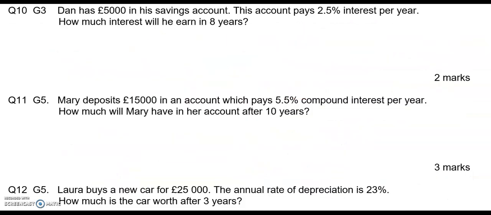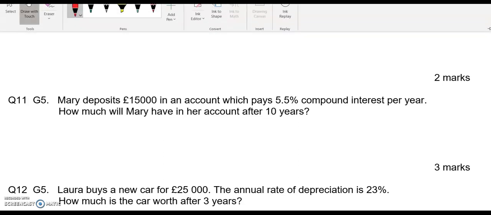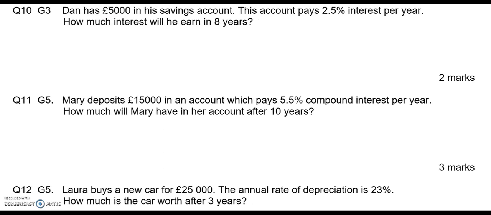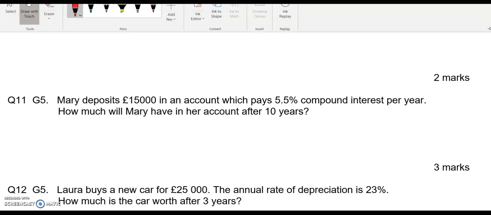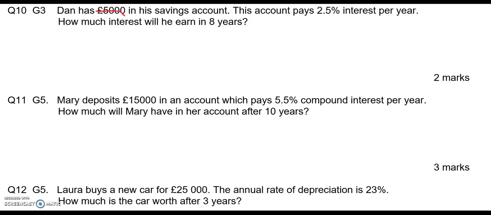We now have Dan has £5,000 in his savings account. This account pays 2.5% interest per year. How much interest will he earn in 8 years? So we've got key pieces of information which we can underline. So we've got £5,000, 2.5%, and 8 years. Now, this is not saying that it's compound interest, so we can assume it's simple interest.